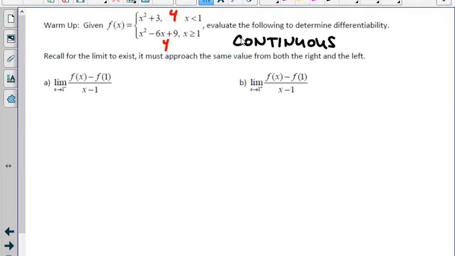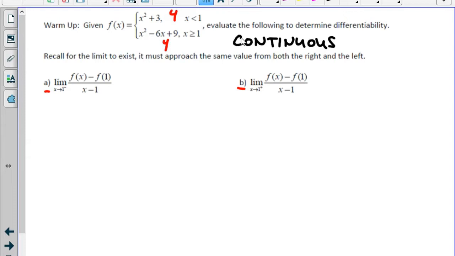Now, the other part of the definition of differentiability is not only does it have to be continuous, but the derivative has to be the same from both sides. And so if we're looking at the definition of the derivative at the point 1 in both parts A and B, what we have to see, if this is going to be differentiable, is that these are going to be equivalent. Basically, the slope of the tangent line is the same coming from both sides. If that works, then this is differentiable. If not, then it's not.